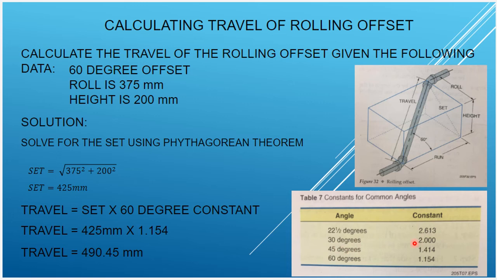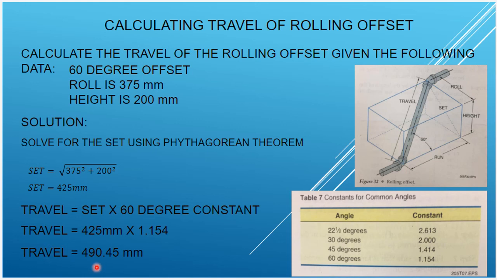For 30 degree, 2. For 45 degree, 1.414. For 60 degree, 1.154. Here we have 60 degree, so we will take 1.154. The set we get is 425 millimeter, so we keep set here, 425 millimeter, into the 60 degree constant, which is 1.154.